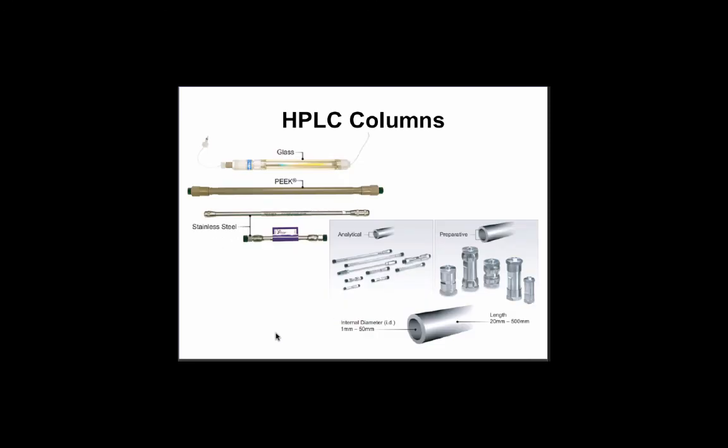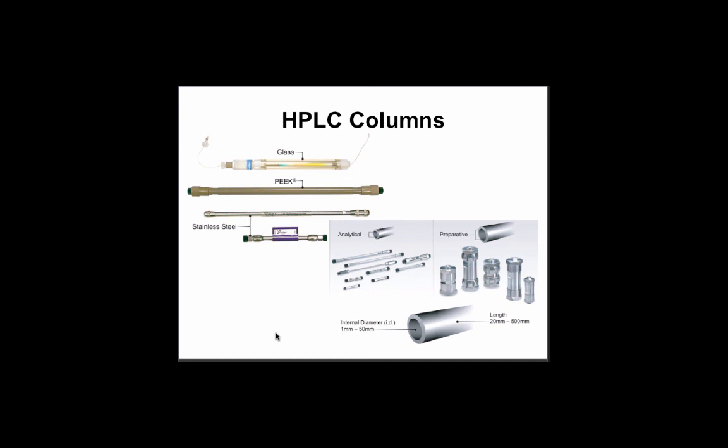Columns in HPLC are different than the columns that you might have used if you were in chemistry or biochemistry, which are gravity feed columns. They're very thin or narrow columns, 5 or 10 millimeters, maybe max 20 millimeters across. They can be made of glass, although that's rare. Most are stainless steel, or if you're dealing with things that are harsh on metals, you can use a plastic polymer called PEEK.